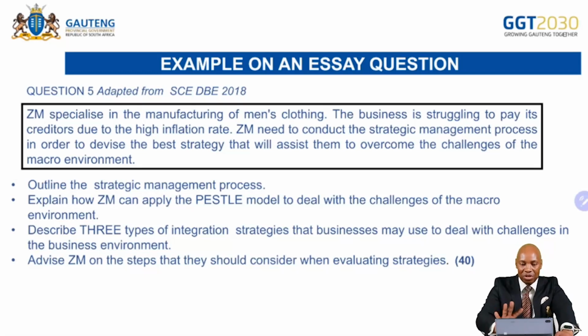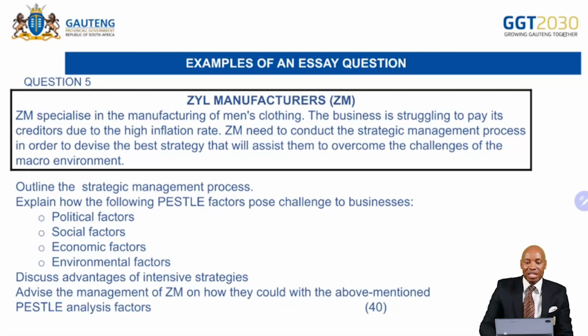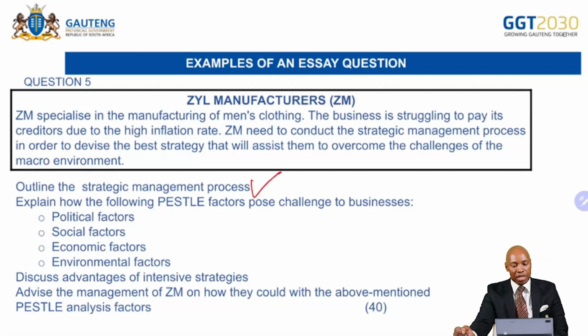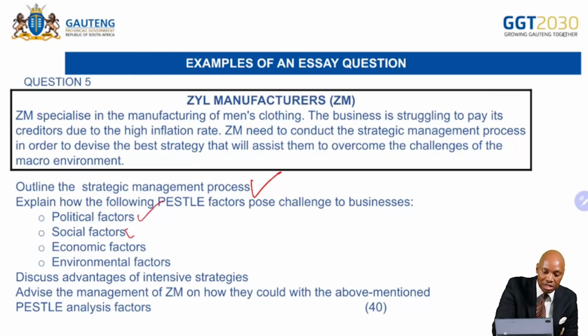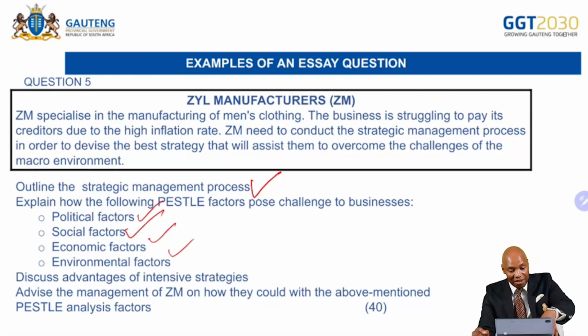Right, now let's look. Okay, this is how a question may be asked. Now let's take it further and see another way in which a question may be asked. Fine. This is also taken from one of the past papers. Now we still have: outline the strategic management process. Now what is different in this example of an essay compared to the one that I've shown you? Here you are now given the factors. These are the factors that you need to explain. Candidate, I want you to be ready for any type of question that may be asked.